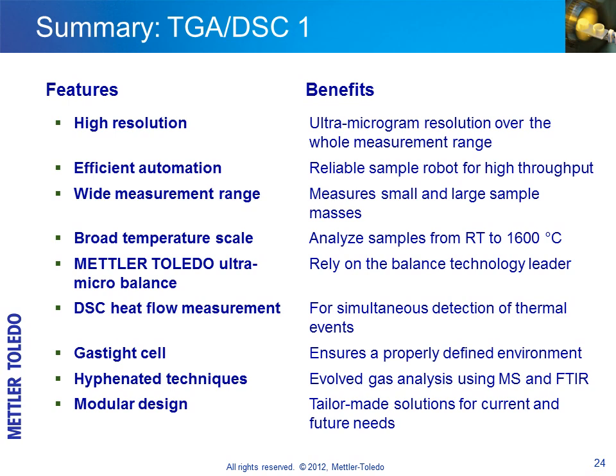Flexible calibration procedures allow the instrument to be calibrated and adjusted over the entire temperature range from room temperature to 1600 degrees Celsius. The TGA DSC is the ideal instrument for manual or automated operation and production, quality assurance, or research and development.